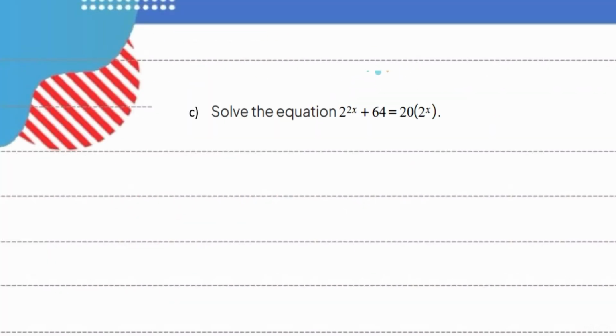Solve the equation 2 to the power 2x plus 64 equals 20 multiplied by 2 to the power x. So let's transfer this here. So we come up with 2 to the power 2x minus 20 multiplied by 2 to the power x plus 64 is equal to 0. Since I transferred 20, rather than positive, we make it negative.